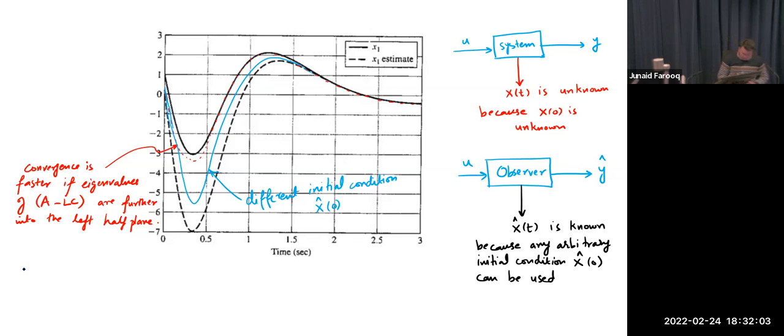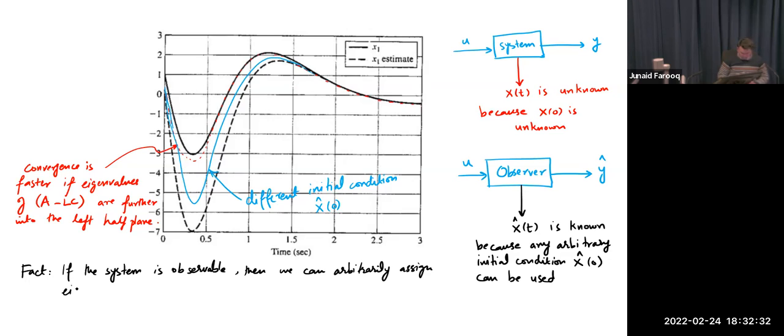So let's quickly write down a fact here. If the system is observable, then we can arbitrarily assign eigenvalues of A minus LC by a suitable choice of output injection matrix L.